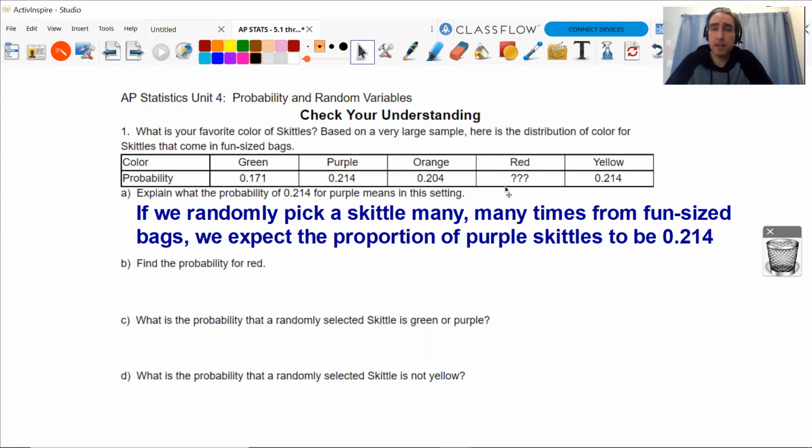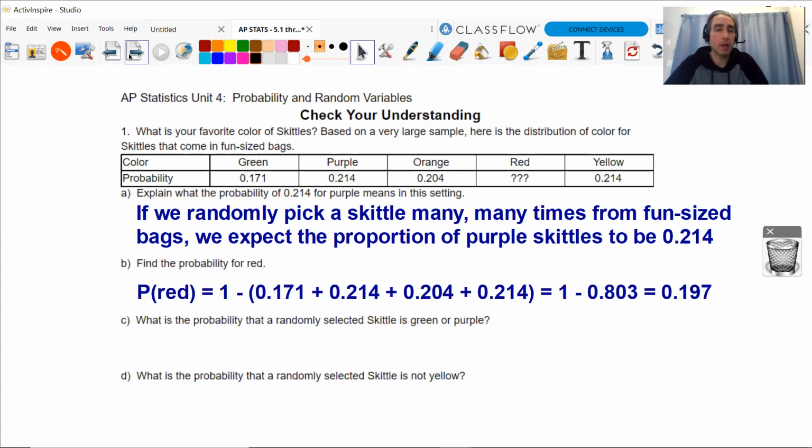well, you have to understand these have to add to 1. So we have to add the remaining colors and then subtract that from 1. So you get something like this. Probability of red, there's your notation there, P parentheses. Add the other numbers, subtract from 1, and you get about 0.197.